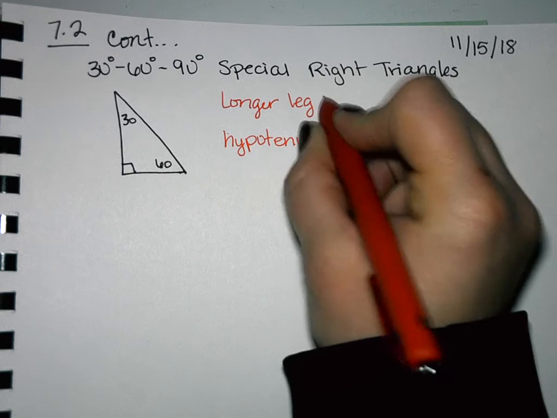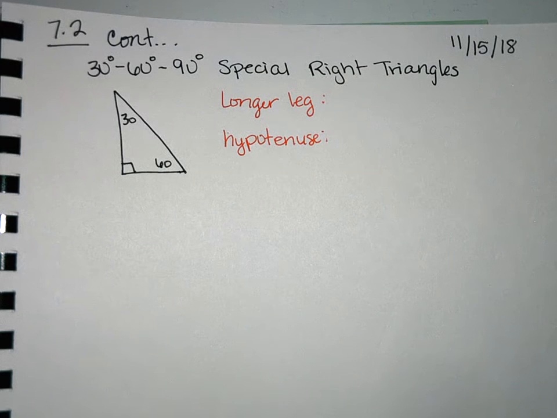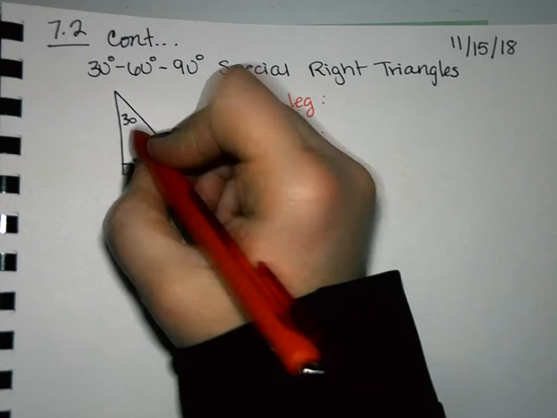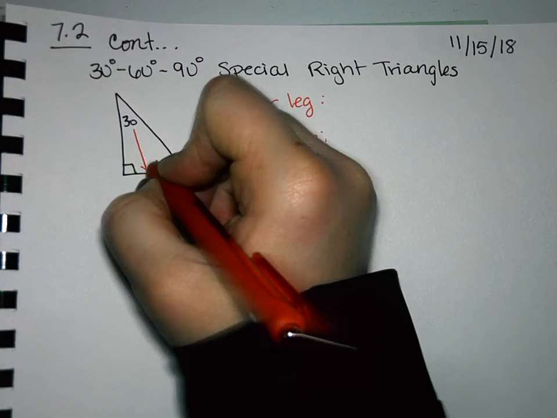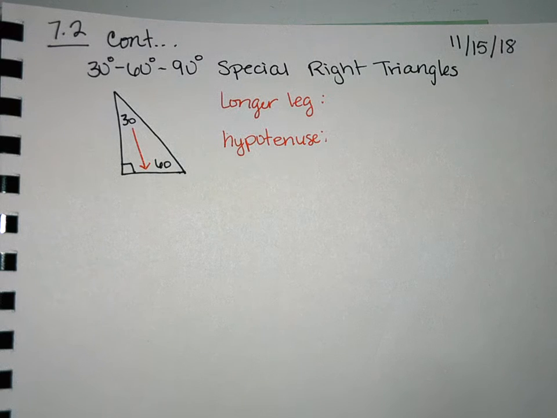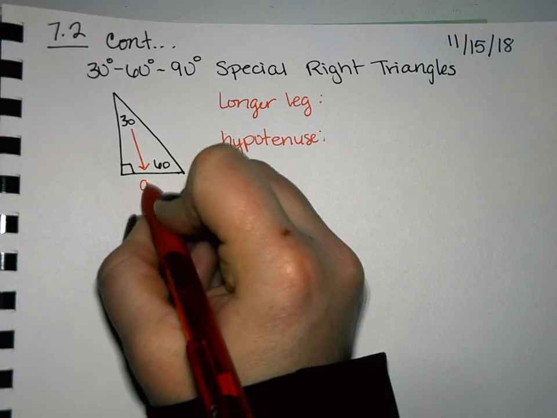Anyone remember when we did triangle inequalities? Smallest leg is across from the smallest angle. So what's our smallest angle? So we start by going across from the smallest angle. We call that side A.